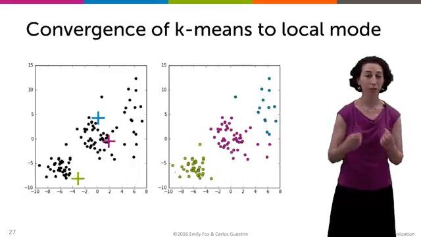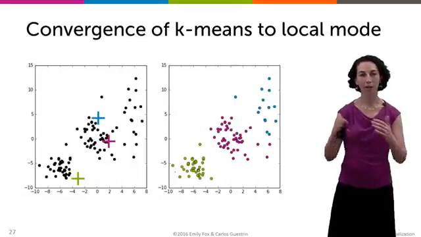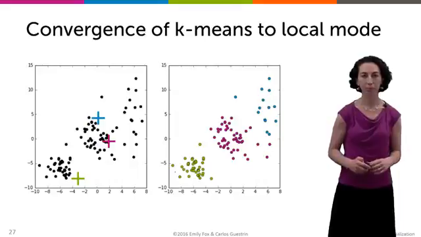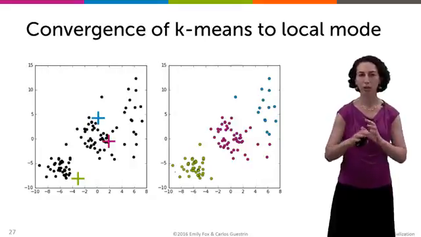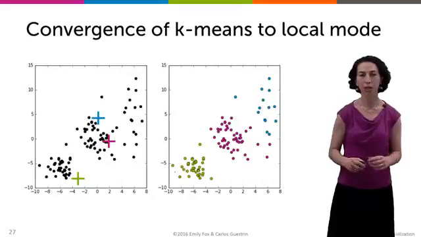And this notion of uncertainty in our clustering is really important, and it's something we're going to come back to in the next module. But the point that we want to emphasize here is that k-means is very sensitive to initialization, and you can actually get very crazy solutions, even crazier than what we've shown in these few examples, just by converging to a local mode.